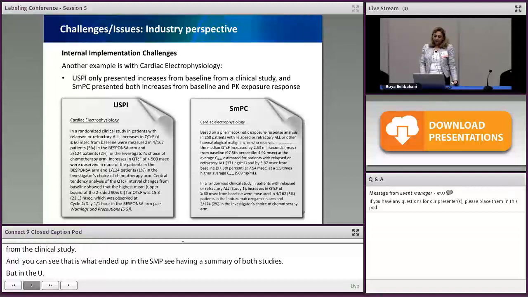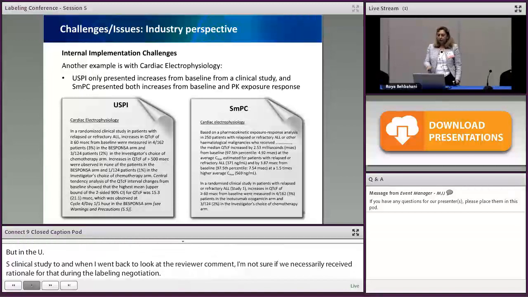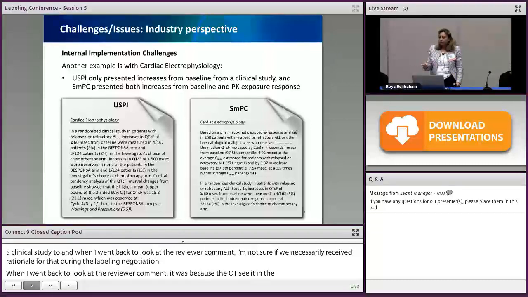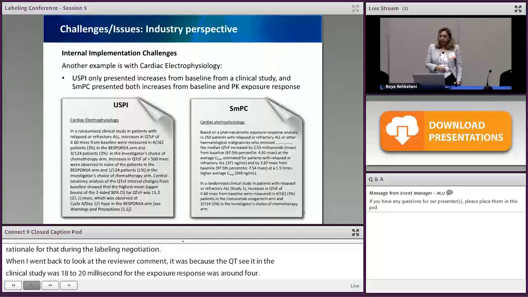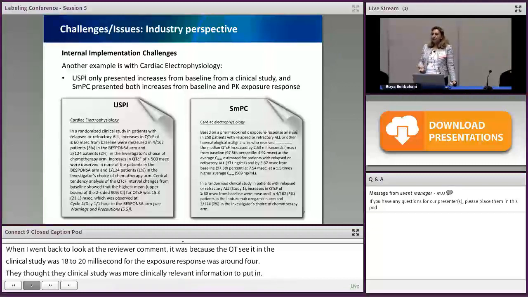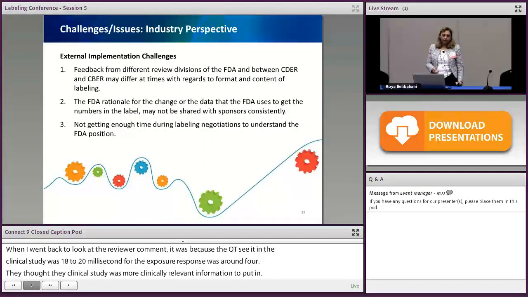But when I went back to look at the reviewer comment, it was because the QTc prolongation in the clinical study was a mean of, I think, 18 to 20 milliseconds, and for the exposure response it was around 4. So they thought the clinical study was the more clinically relevant information to put in. However, discussing with our clinical pharmacologists internally, they feel the exposure response information is important, and having that information in the data section of the label, which is section 12, could be important for healthcare providers.